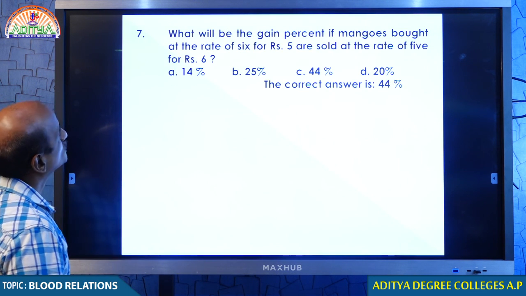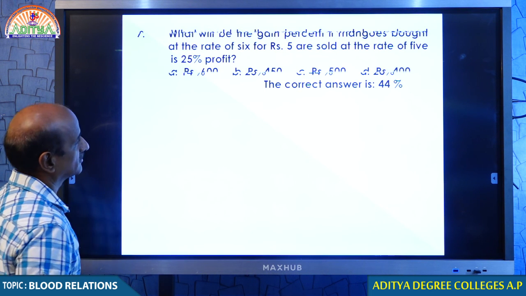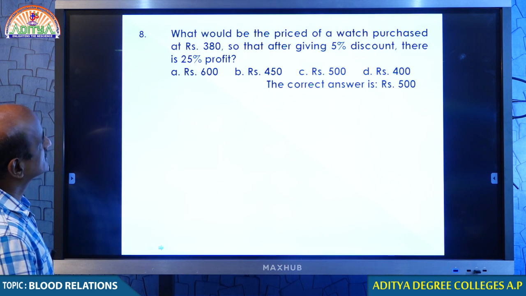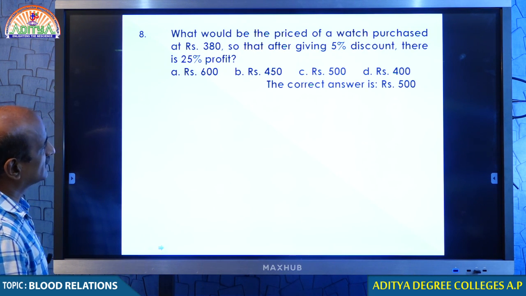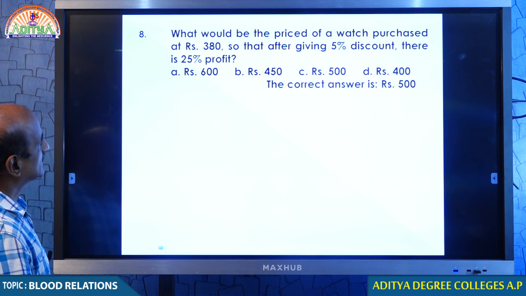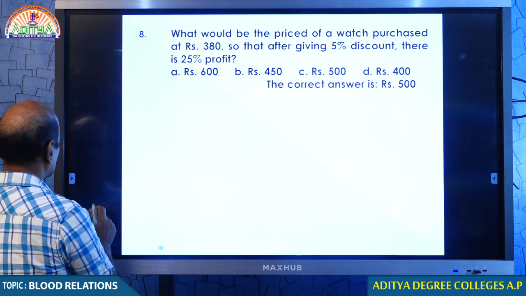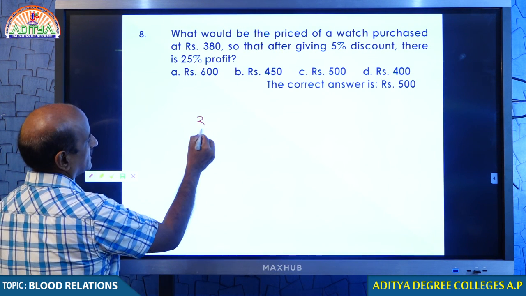Come on, student. Yeah, students, you can do this, man. You can do this. Can you do this, my dear students? What would be the price of a watch purchased for 380 so that after giving a 5% discount, there is a profit of 25%? Come on, student. First of all, to answer this question, what is the purchasing price?